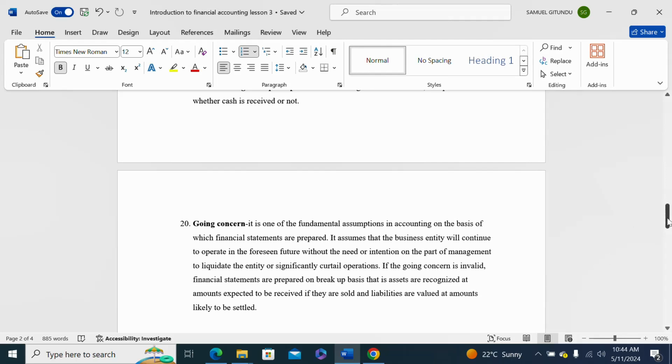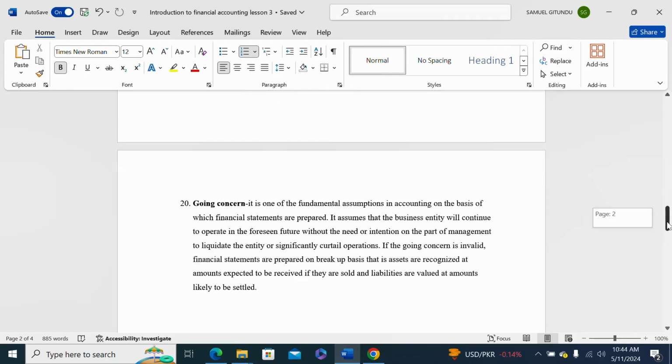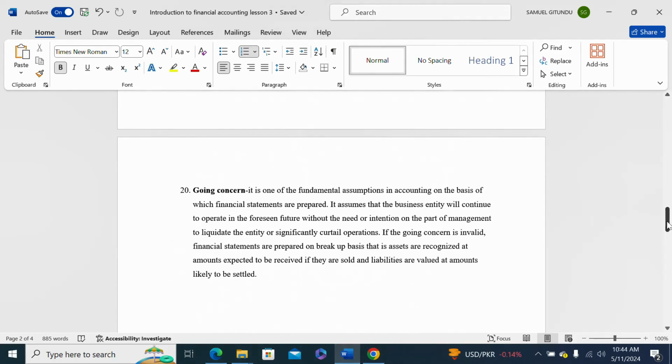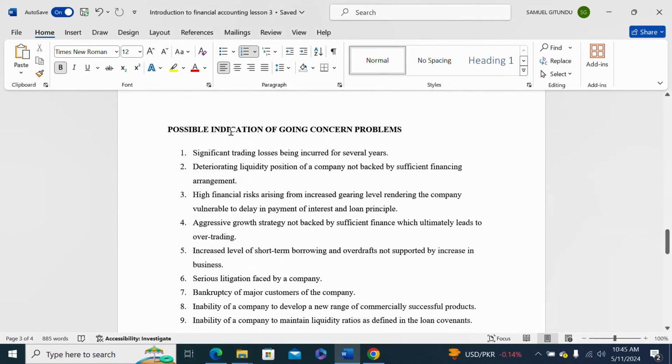Then it can happen that the management or the leaders of the company might see that the company has a going concern problem. They might see that the company is not able to operate in the foreseeable future. There are some indications that can indicate there's a going concern problem. When any financial analyst looks at the company, they see that this company is not going to operate, its future is doomed. Therefore, we can see in the next objective what are these possible indications of going concern problem.